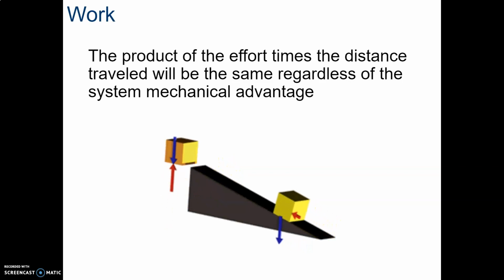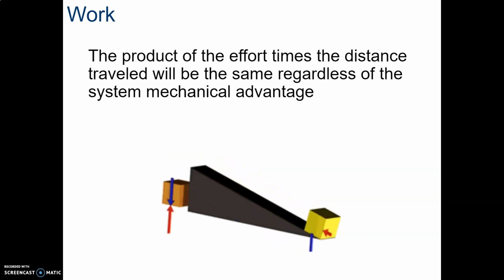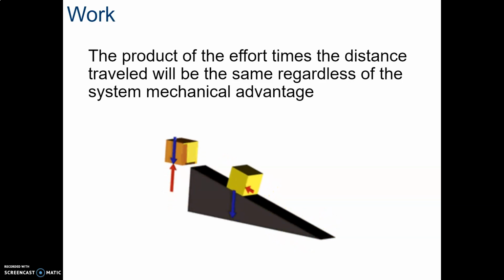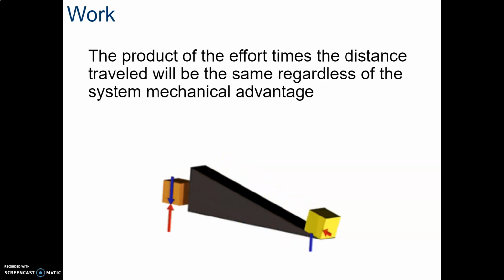The work that's done here is exactly the same regardless of the mechanical advantage. If you look at the box that's lifting straight up, its force times distance, whatever that may be, is exactly the same as the force times distance for the box that's sliding up the ramp. So those two things are equal.